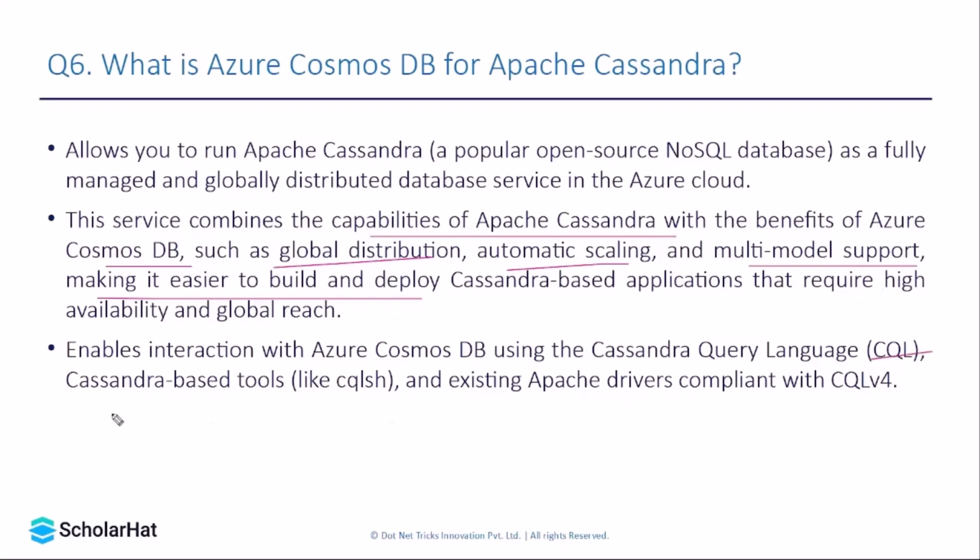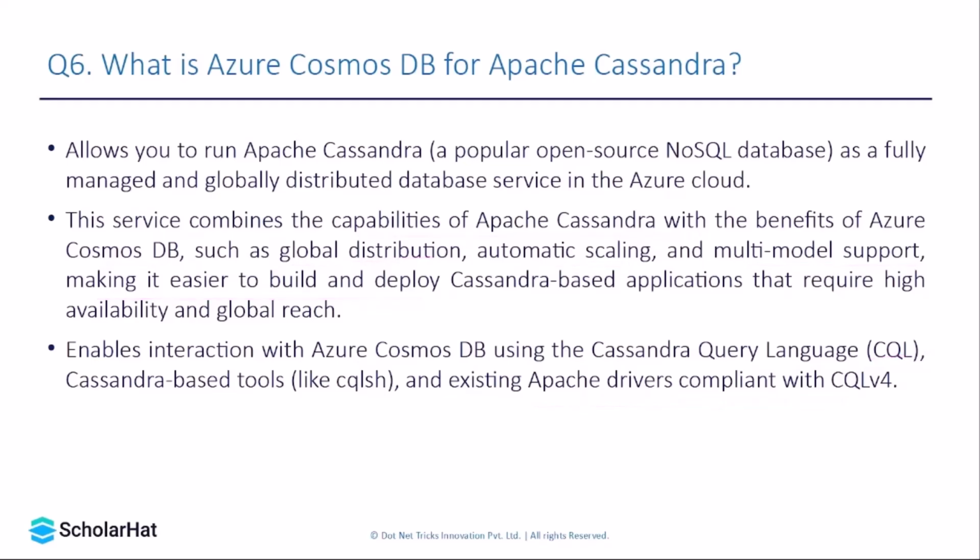And it works with Cassandra-based tools like CQLSH and existing Apache drivers compliant with CQL version 4. With the help of Azure Cosmos DB, we can use Apache Cassandra and leverage all the benefits provided by Apache Cassandra, and it can also automatically scale, have multi-model support, and so on.